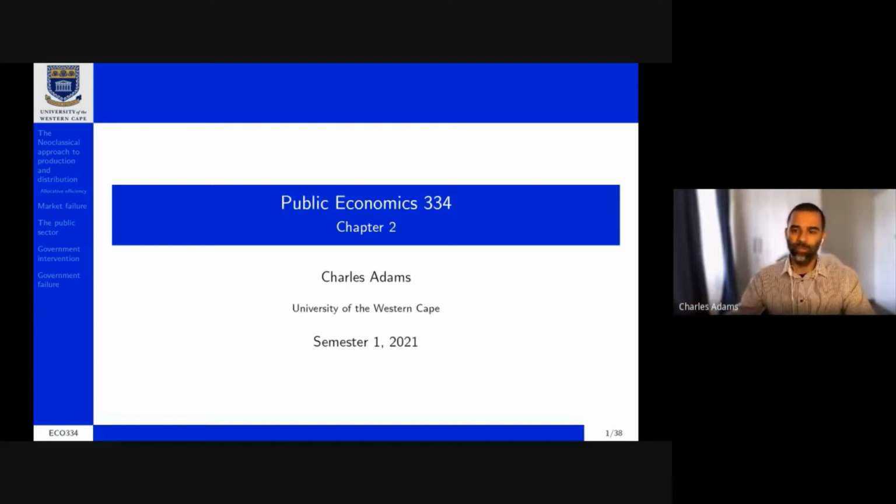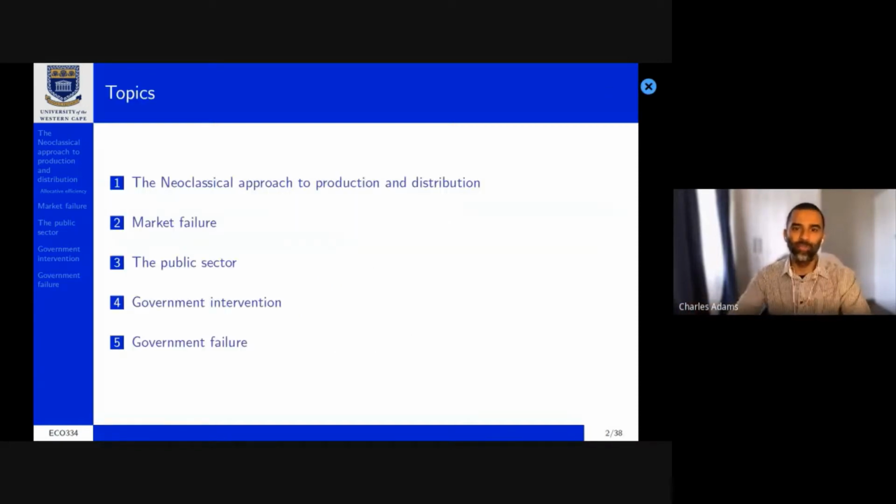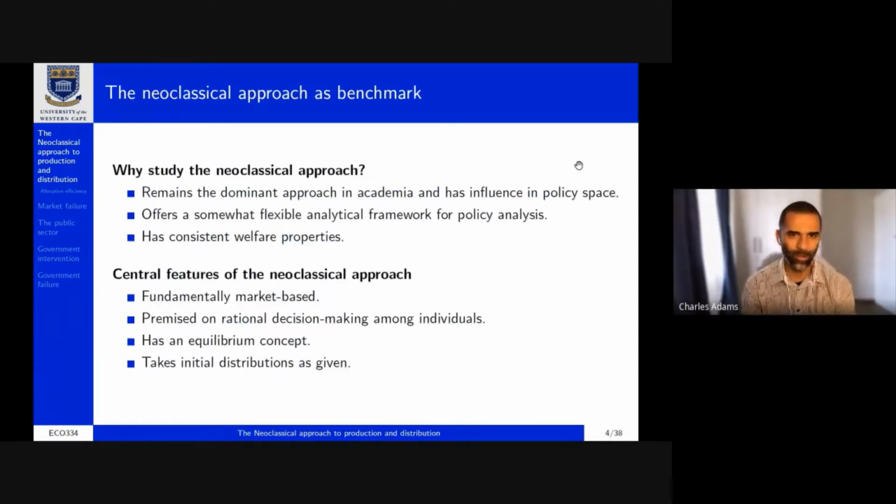In this chapter, we'll be dealing with the neoclassical approach to production and distribution. Then we'll talk about market failure, and then we'll go into the public sector. We'll talk about the ways in which the public sector intervenes, and we'll go into government intervention and also just touch on government failure.